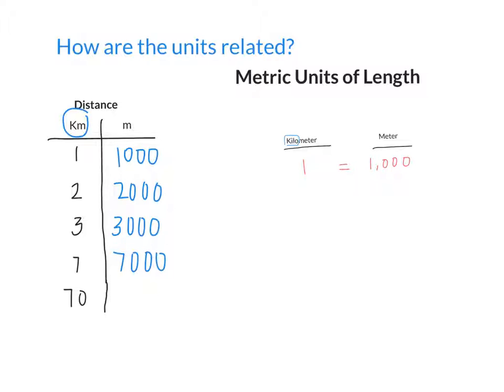What is the general rule? To get from kilometers to meters, we take the number of kilometers and we multiply by, what's happening? Everyone, we're multiplying by 1,000. Good. So if I have 70 kilometers, how many meters is that? Evan? 70,000. Very good. And the reason for that is because 1 kilometer is equal to 1,000 meters.